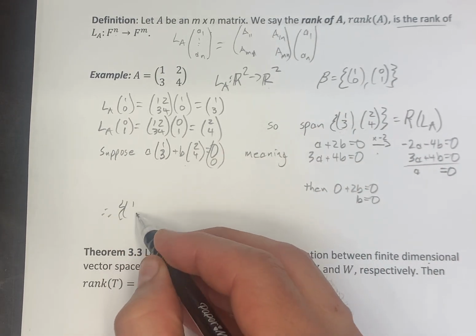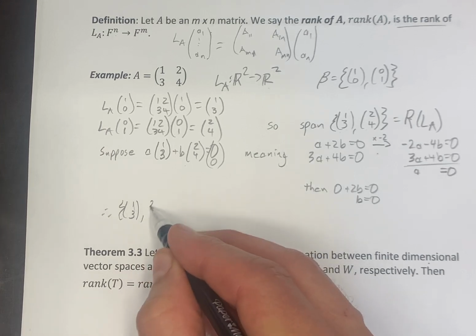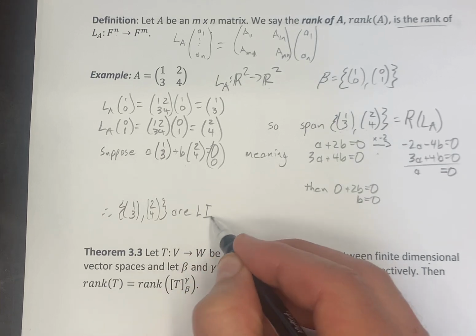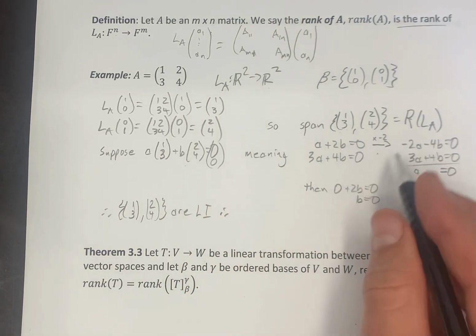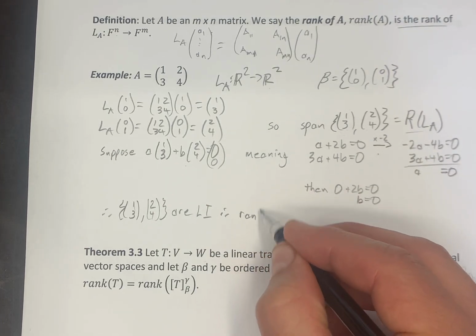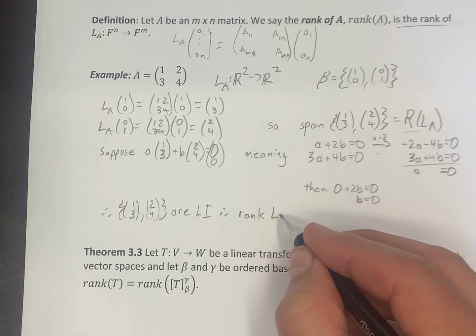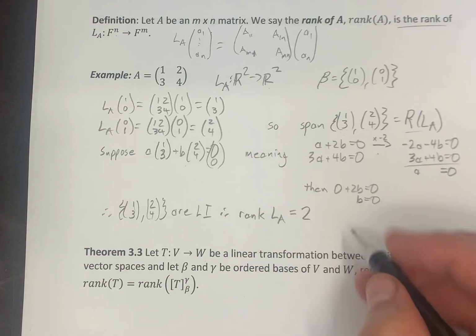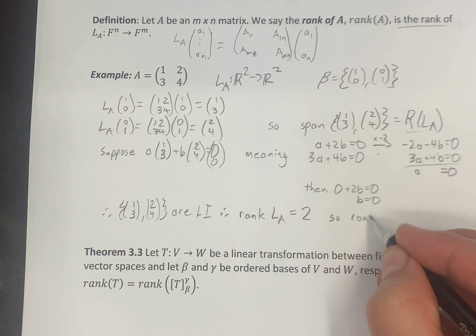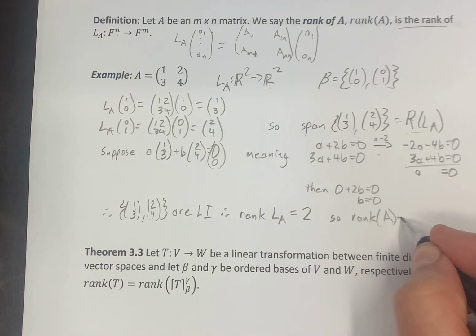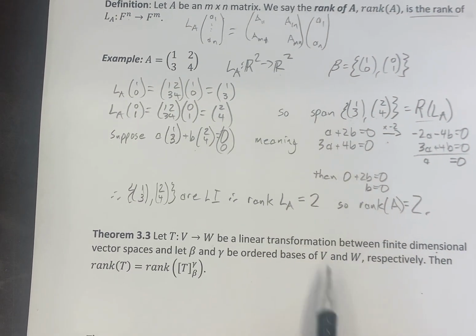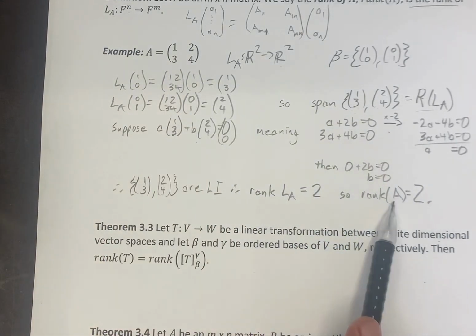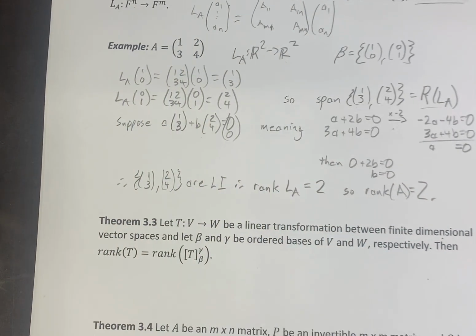Therefore, (1, 3) and (2, 4) are linearly independent. Therefore, the rank of L_A equals 2. So the rank of A equals 2, right? That's what we're talking about. Notice this somehow has everything to do with the fact that the columns of A are linearly independent. There are 2 columns and they're linearly independent.